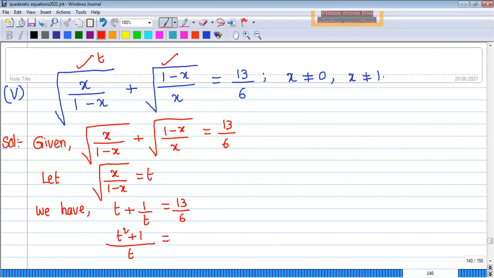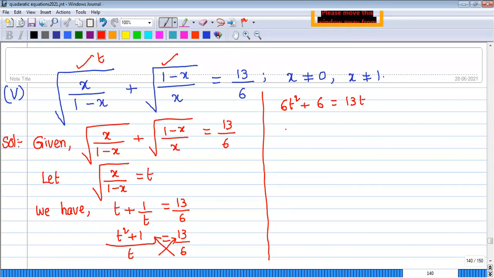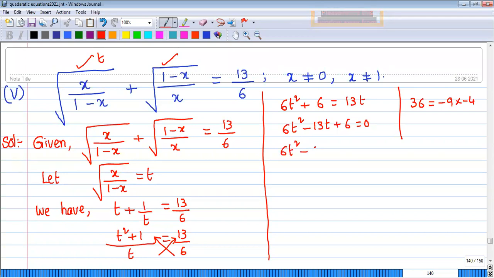t square plus 1 over t equal to 13 upon 6, by cross multiplication. What do you get now here? 6t square plus 6 equal to 13t. 6t square minus 13t plus 6 equals to 0. 6 times 6 is 36. This 36 we can write as minus 9 multiplied by minus 4. Minus 9 plus minus 4 is minus 13. 6t square minus 9t minus 4t plus 6 is equal to 0. From the first two terms, 6, 9 is there. What is the HCF of 6, 9?